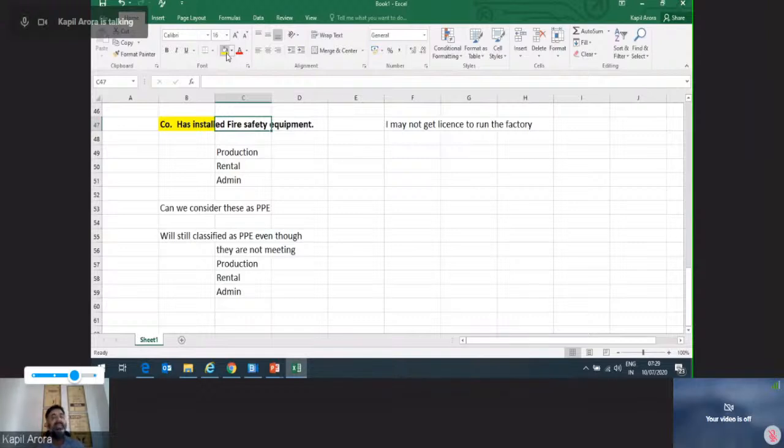It means it may not be adding benefits directly, but it is helping indirectly. If you don't install it, you will not be able to run your factory, and that is one of the reasons it has to be considered as property, plant and equipment.